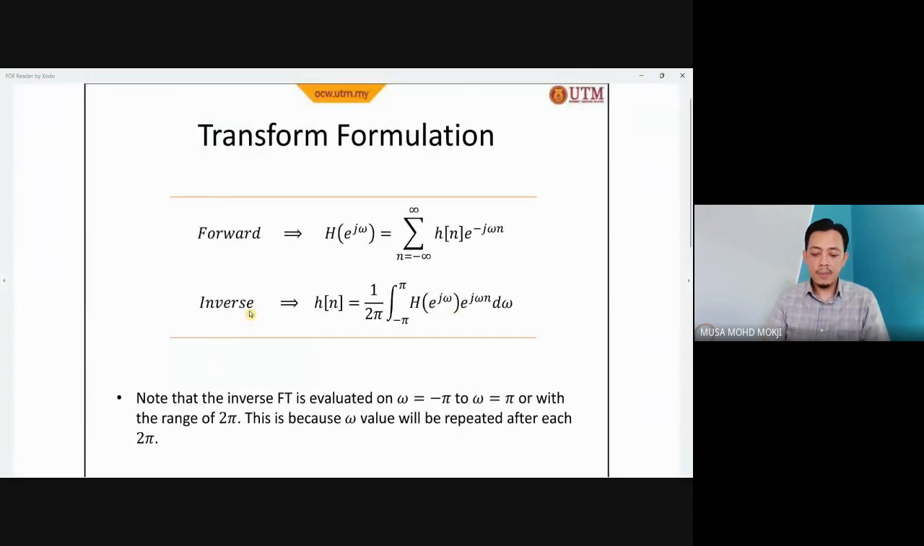Then this is the formula of the DTFT, almost similar to the Z transform, and even simpler because now it doesn't have the R. Because R equals 1, we don't have to write it. So it becomes a summation of h[n] e^{-jωn}. And if you realize here, we have this omega. So what is omega? Omega is our frequency.